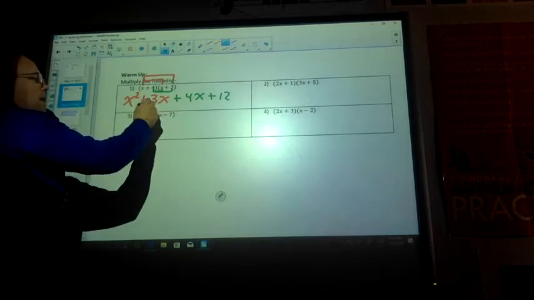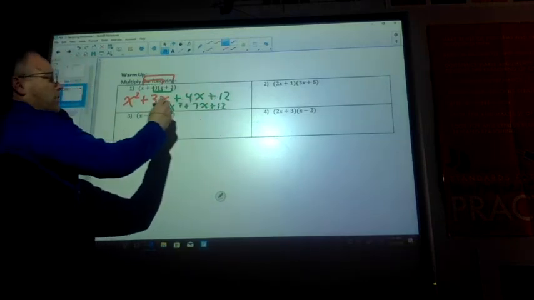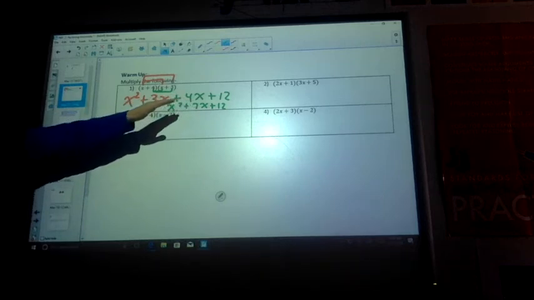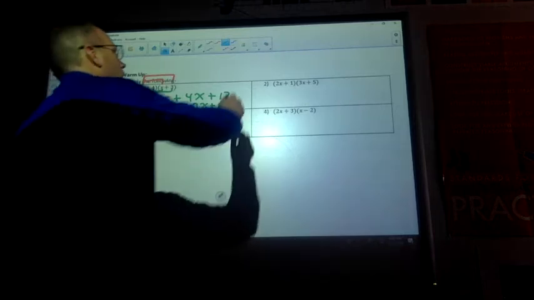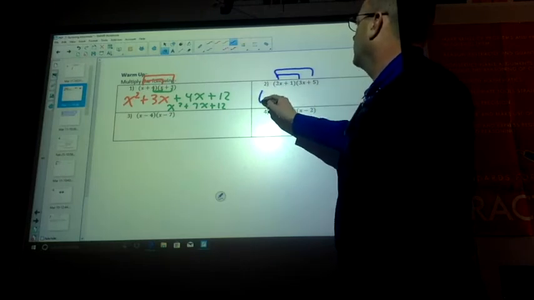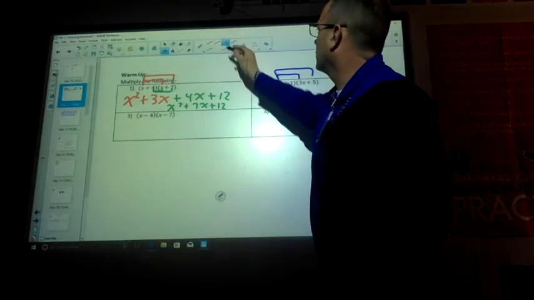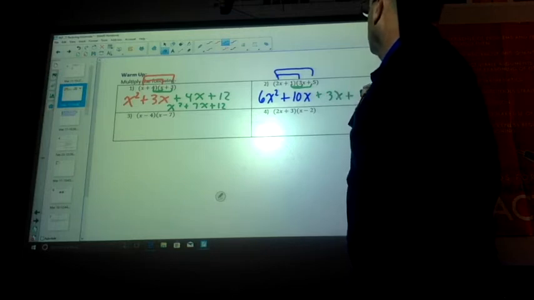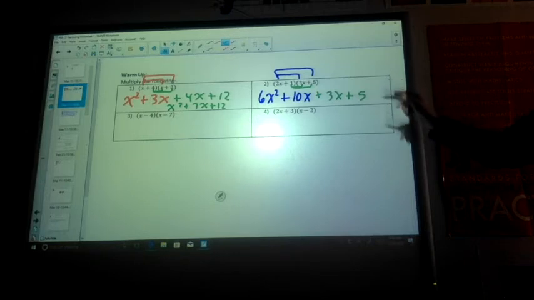Now, if I wanted to put this back together, I would combine my like terms, so I get x squared plus 7x plus 12. That's my answer because of 3x and 4x. But take a look at how that's 4 terms. That's happening for a reason, and that's what we're going to start focusing on. If I multiply this one out, I get 6x squared plus 10x, and then plus 3x plus 5. Again, look how many terms there are. There's 4. So this is what we're aiming towards.